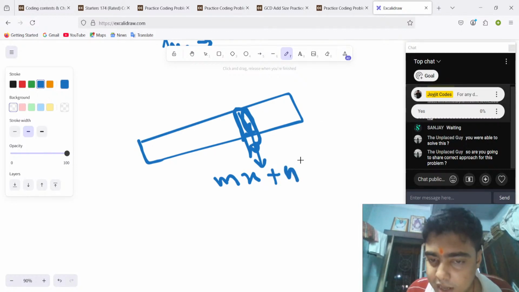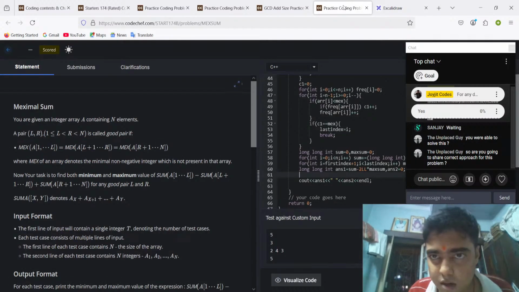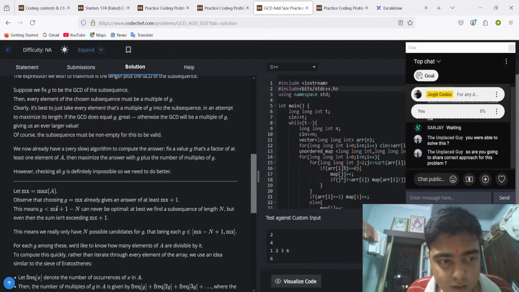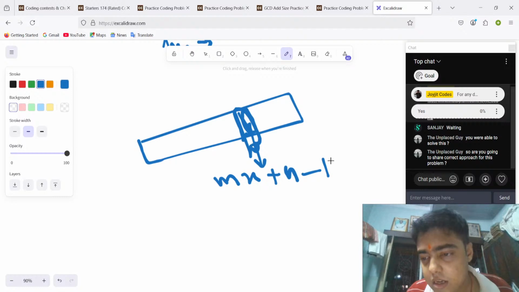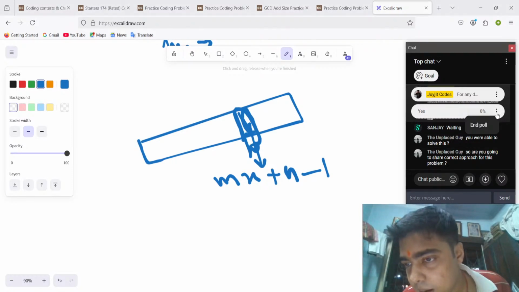Okay, but if it is not so, that means if at least one element is different, then it is mx plus n minus 1. Okay, mx plus 1 minus n. Sorry, this is not that thing. I'll just explain it to you. Okay, mx plus n minus 1. So in that case, we have to go for other checkings. Let me end the poll over here.